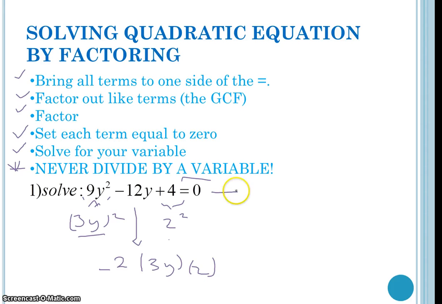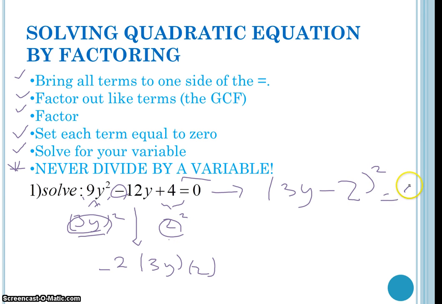So I know that this can be factored as 3y, because you take your first term, you take whatever your sign is, and you take the square root of the last term, which is 2. So then this is 3y minus 2 squared, which is the same thing as 3y minus 2 times 3y minus 2. Squared means write it out twice.